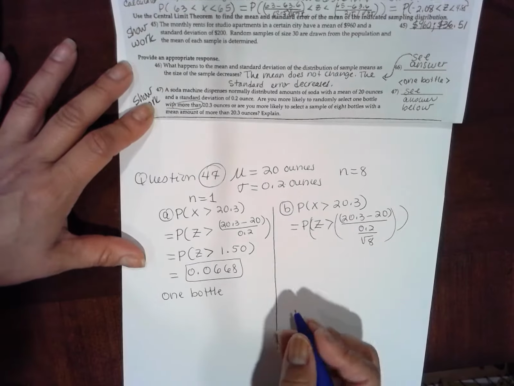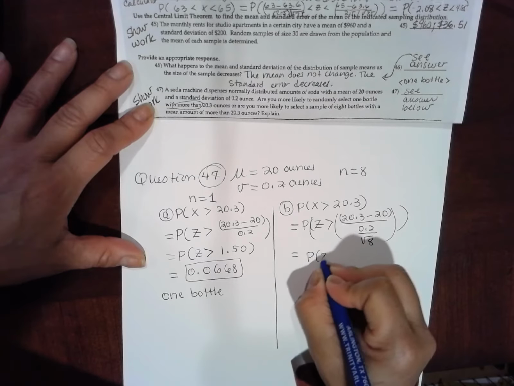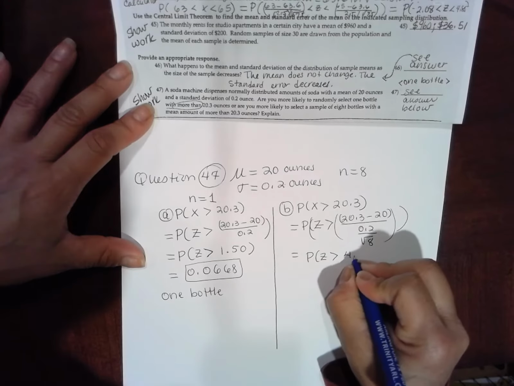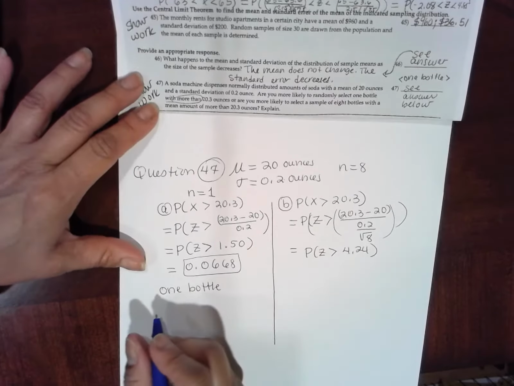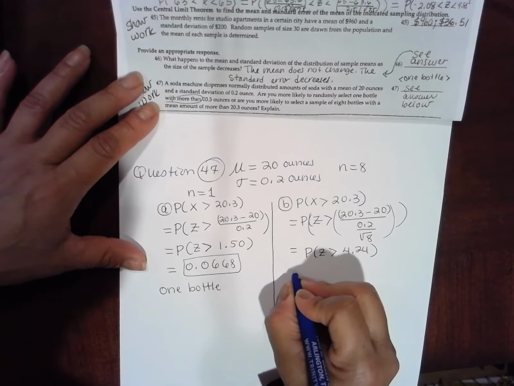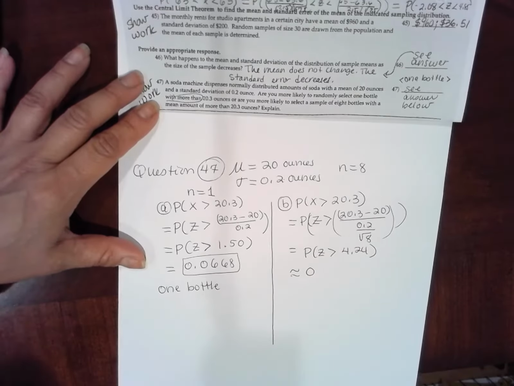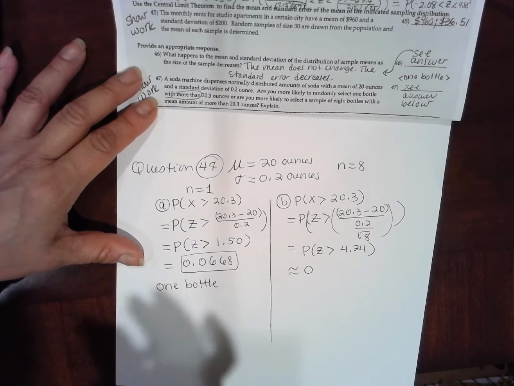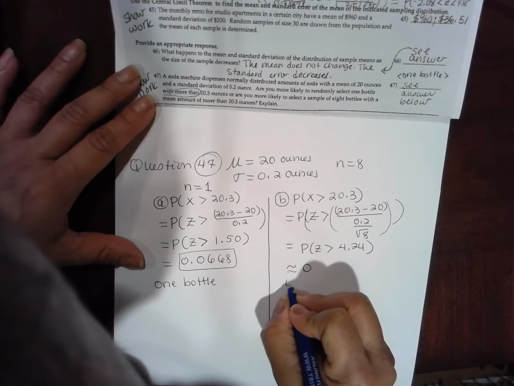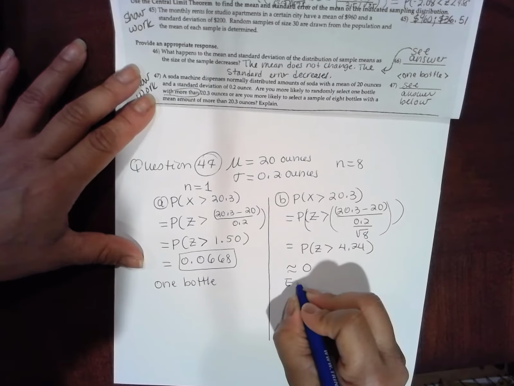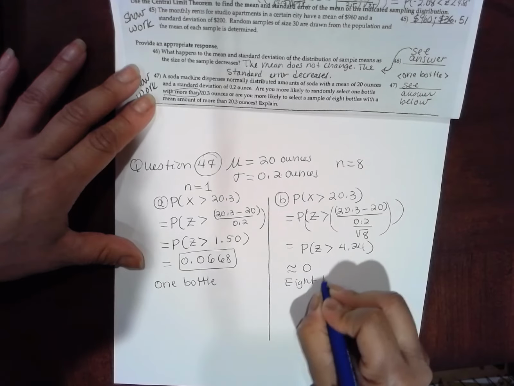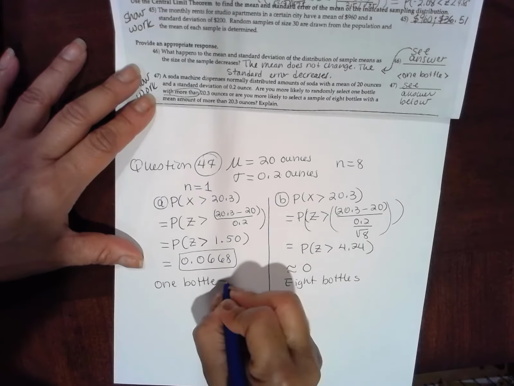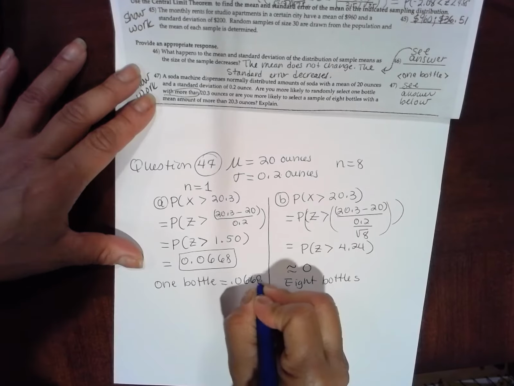This z-score becomes z greater than 4.24. If you look at your z-scores, it's not even there. That means this has an approximation of being 0. Anything above 2 standard deviations has a very low probability of occurring. So for 8 bottles it is about 0, and for 1 bottle the probability is 0.0668.